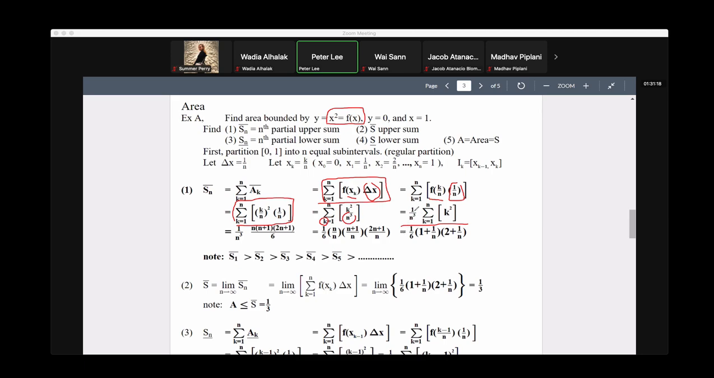Now, we can factor out 1 over n cubed. And after we take out 1 over n cubed, then now comes the sigma of k squared, k equals 1 to n. And what is that? Well, now we can use one of the basic sigma formulas. This is the sigma k squared formula for 1 to n. So what is that guy? Now we get this. And then we get this. So we now get the n-th partial upper sum.